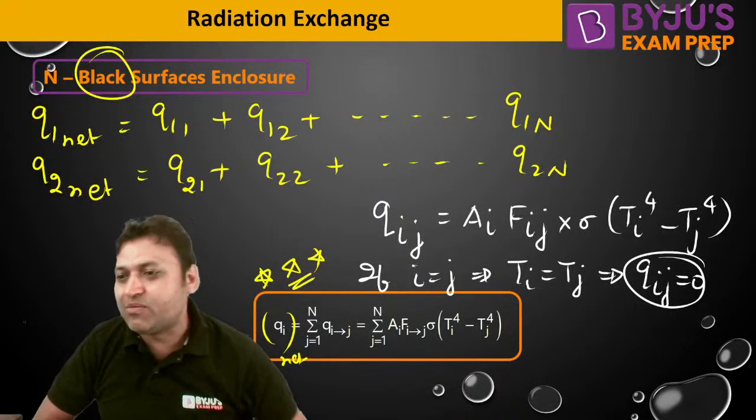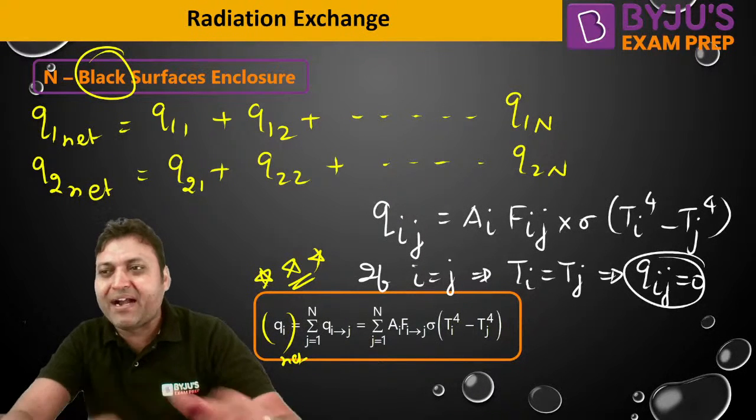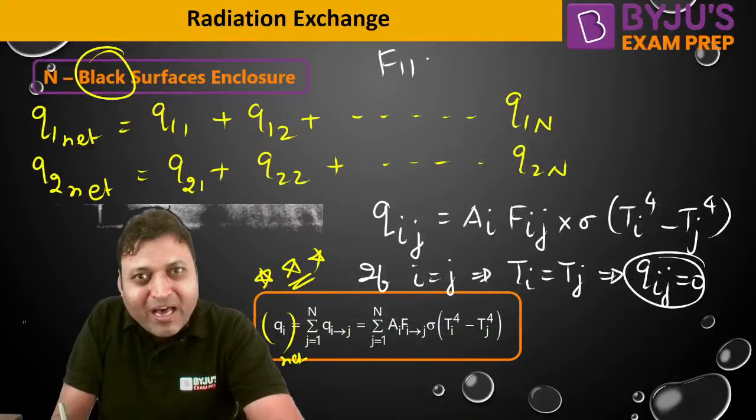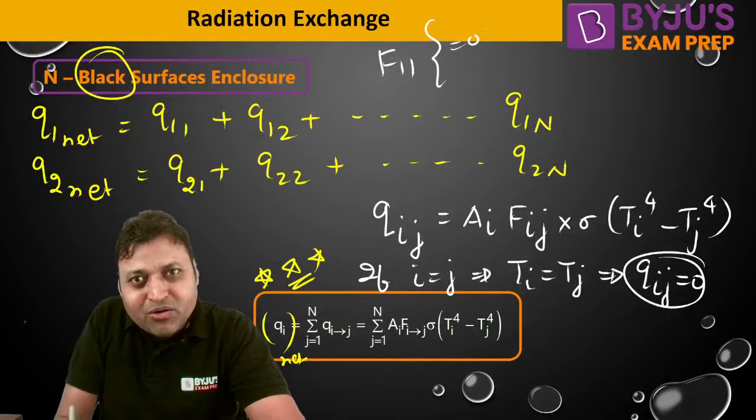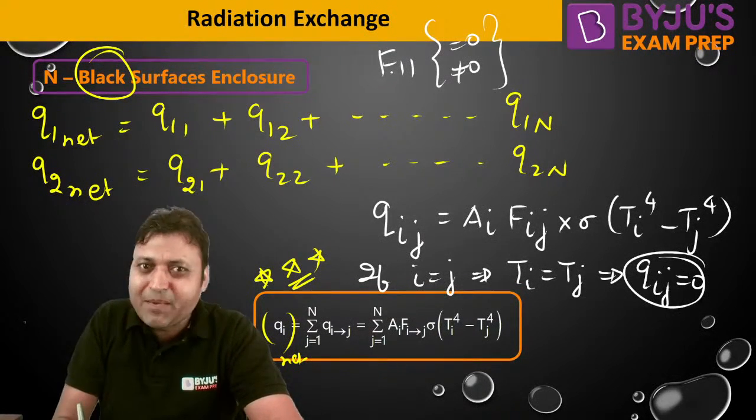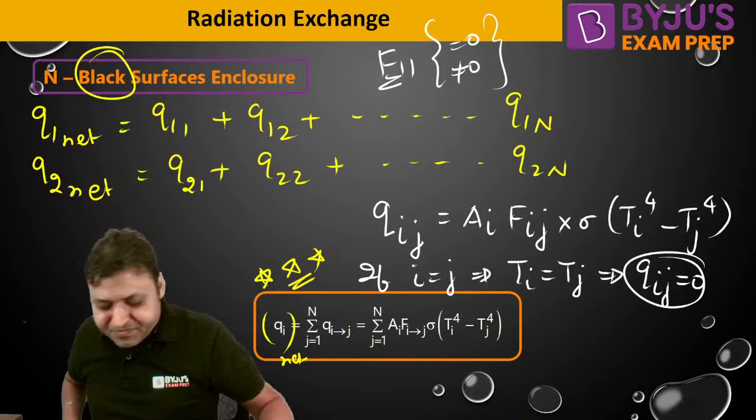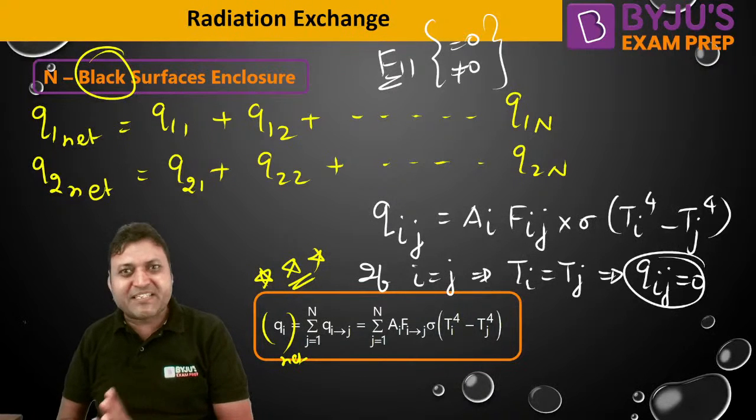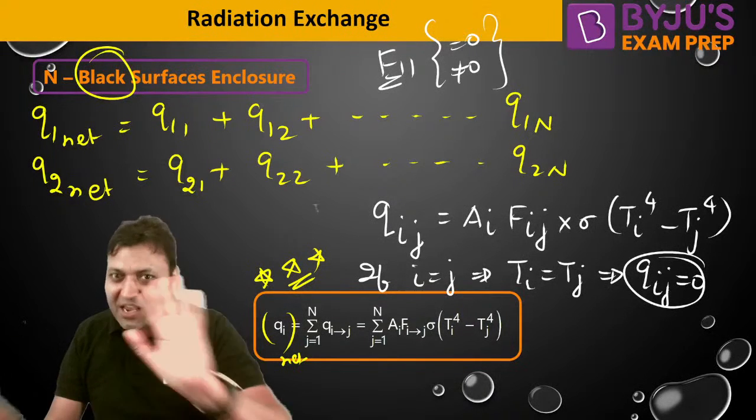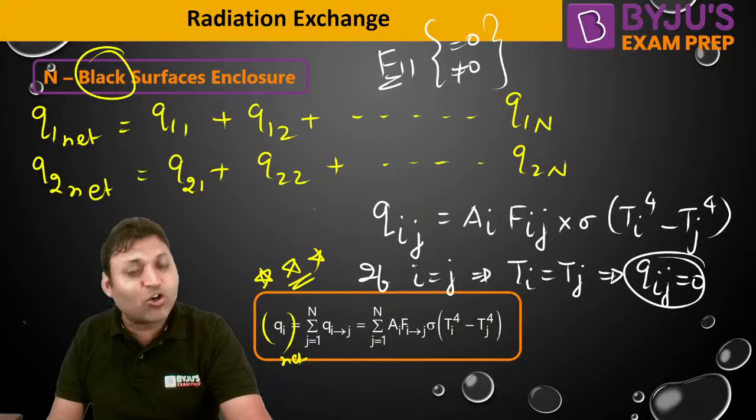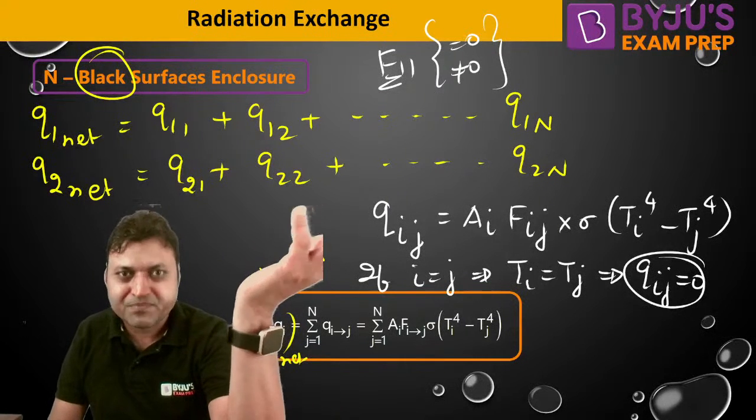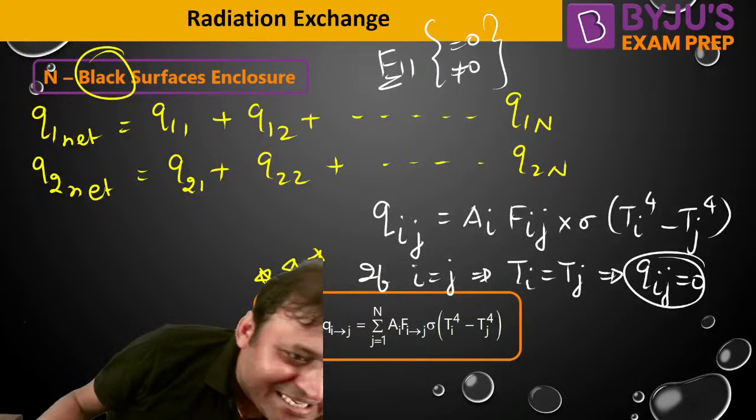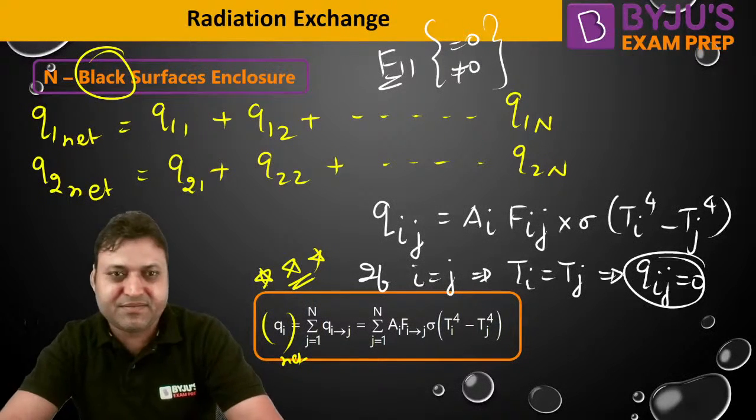F121 may not be 0. Are you getting it? F121 may be 0 or may not be 0. There is a possibility: if the surface is flat or convex, then only the self shape factor will be 0. If the surfaces are concave, the self shape factor will not be 0. That does not mean the heat exchange will not be 0. The heat exchange from 1 to 1 will be 0 because of the same temperature.